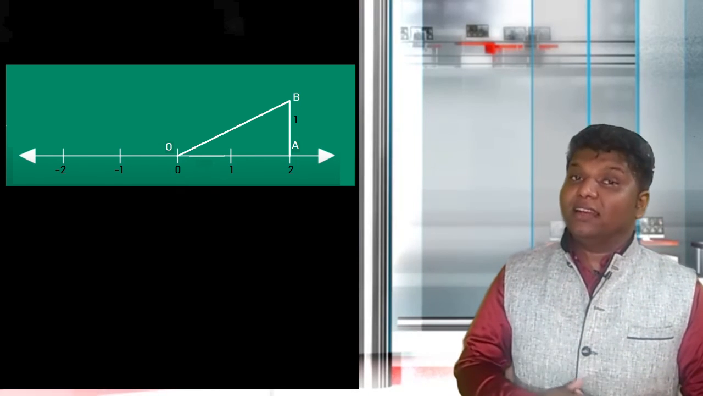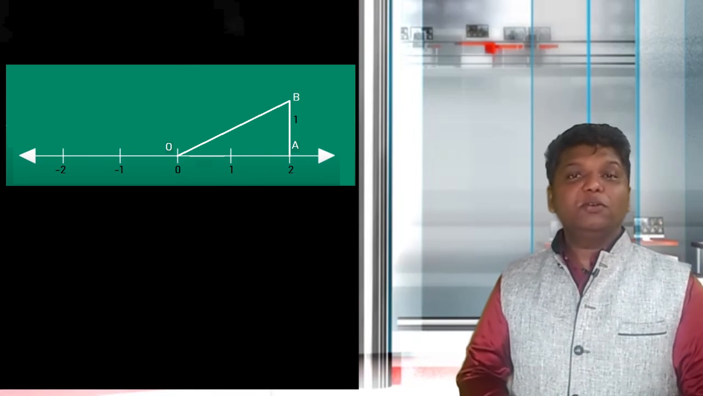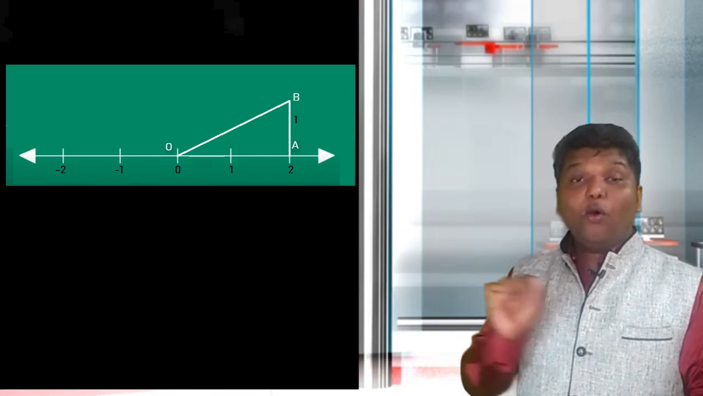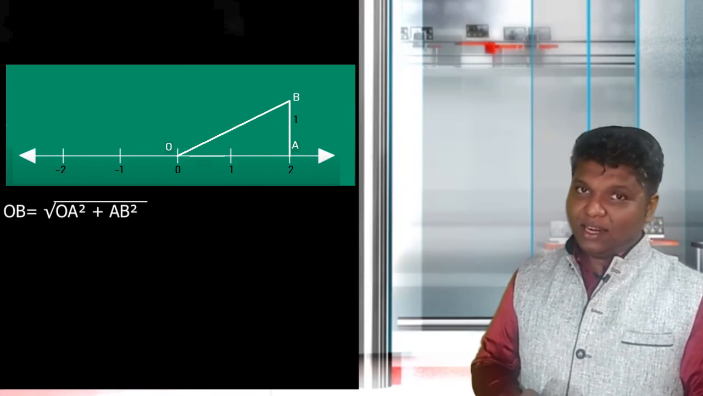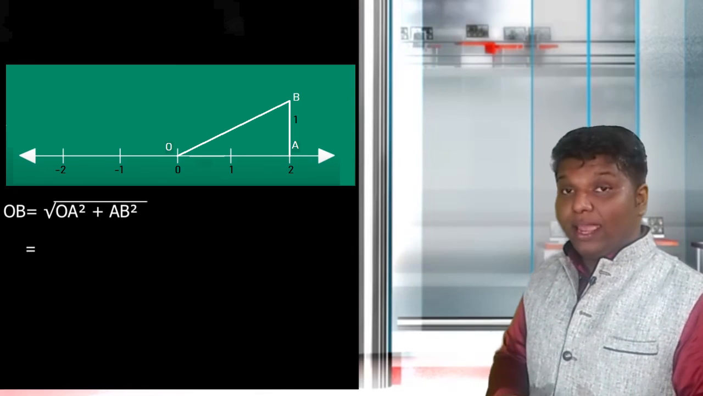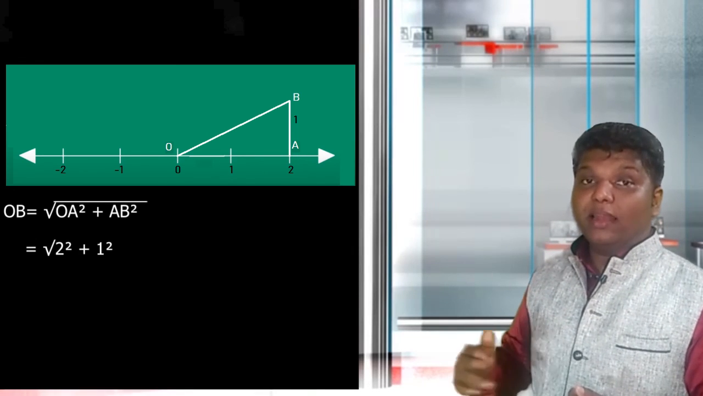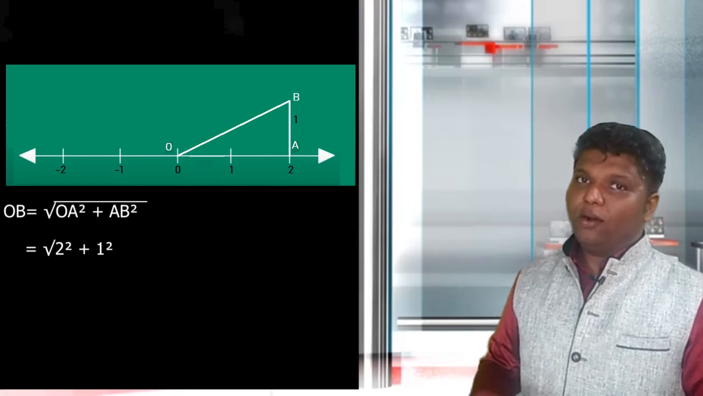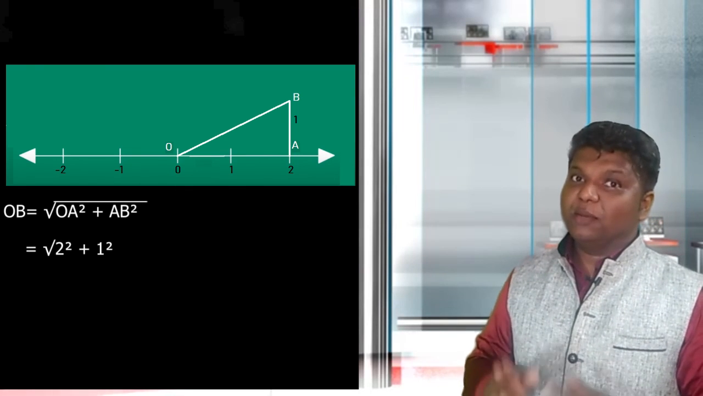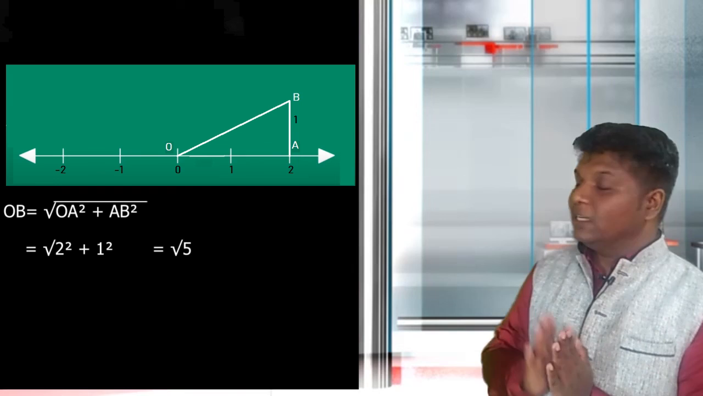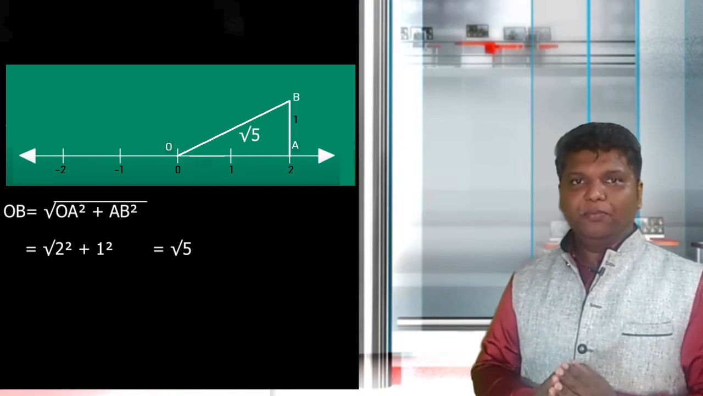Now how to find the length of OB? Being hypotenuse, we will take it as root of OA square plus AB square, right? That's equal to root of, what is OA? It is 2 units, right? 2 square plus 1 square. 2 square is 4, 1 square is 1, 4 plus 1 is 5, that means root 5. That means you got very clearly that OB is root 5.